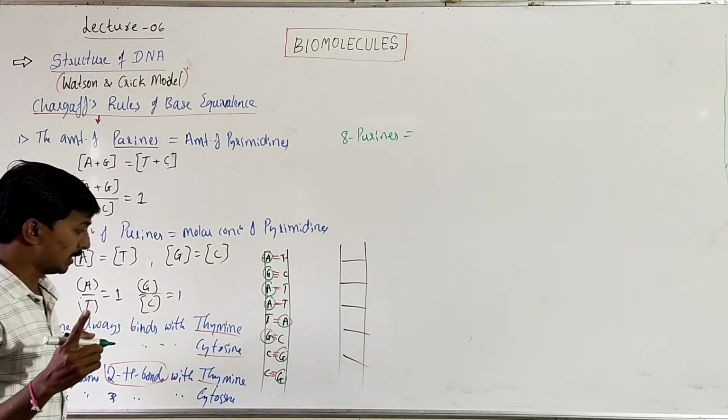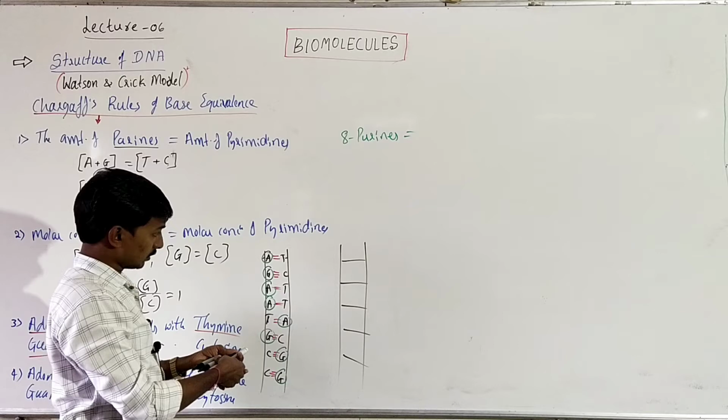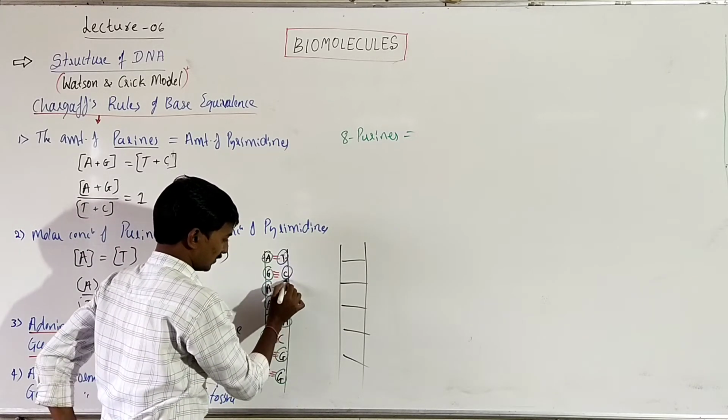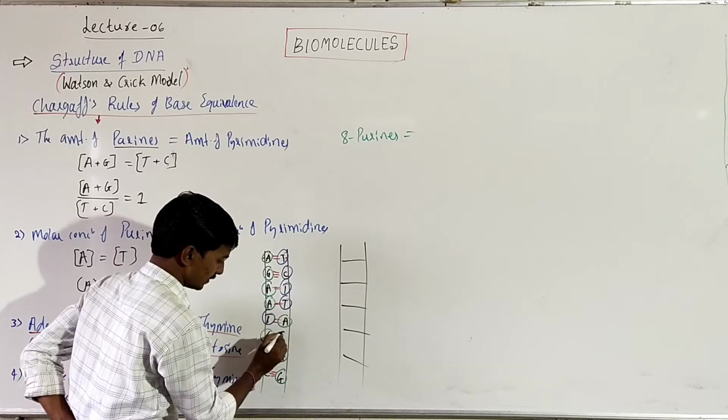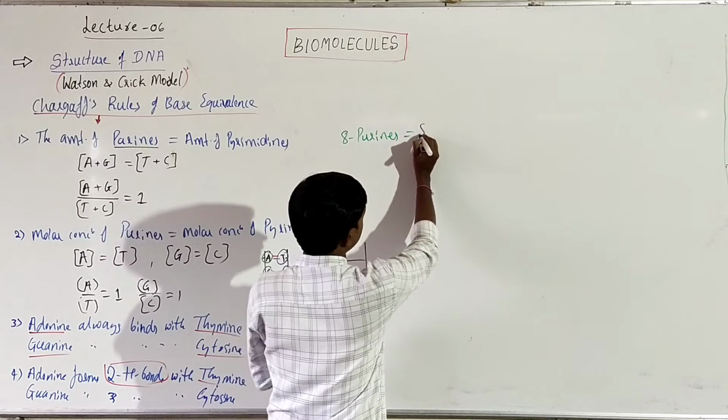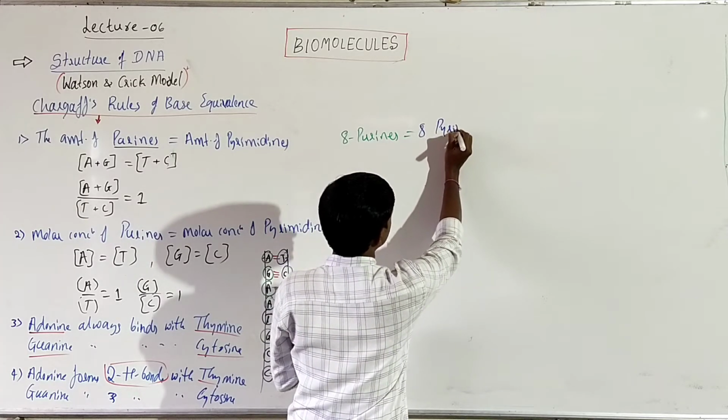There must be 8 pyrimidines, right? We'll count the pyrimidines now. 1, 2, 3, 4, 5, 6, 7, 8, of course 8 pyrimidines.